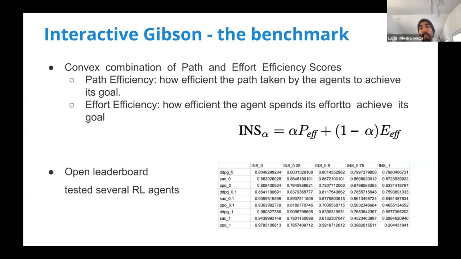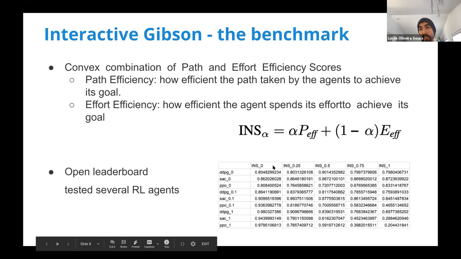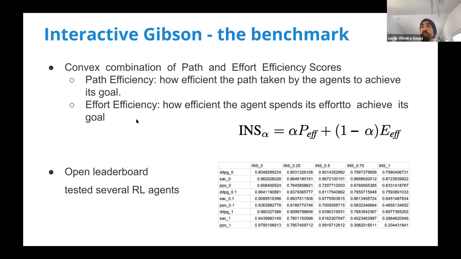And they have this open leaderboard where they test several reinforcement learning agents for this test, like DDPG, PPO, SAC, so these are state-of-the-art reinforcement learning agents. And here's how they define alpha. If alpha is zero, it's going all the way to effort efficiency. Like I don't want to bump into anything, so I want the solution where I go around the room and get there. And if alpha is one, I don't care about bumping and having to move chairs. I just want the shortest path, so I want this straight line, even if I have to move everything aside. And there's somewhere in between. So this is a task they define to test this environment.